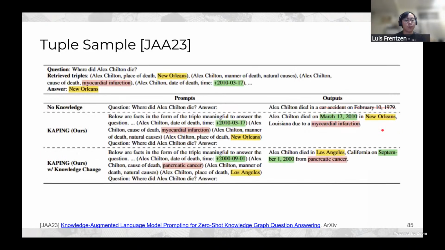And here's an example of the tuple sample. From this paper, they are literally pasting it as tuples. For example, the retrieved triples are Alex Linton plays for the New Orleans, and so on and so forth. They are pasting these tuples directly in the context. So there's nothing too complicated here. They just take the tuples and paste them here.